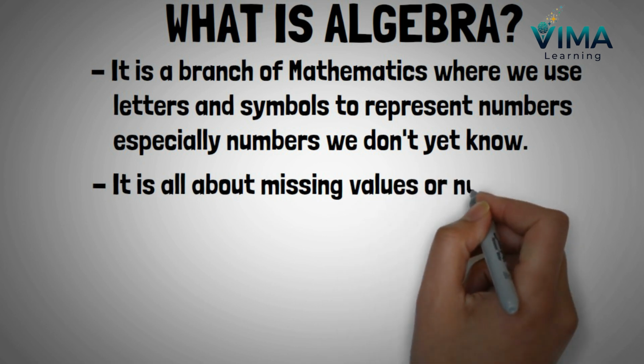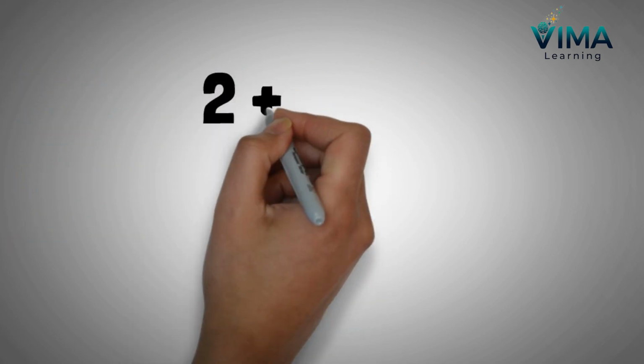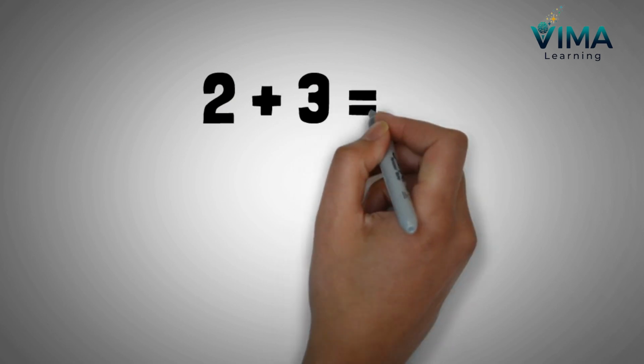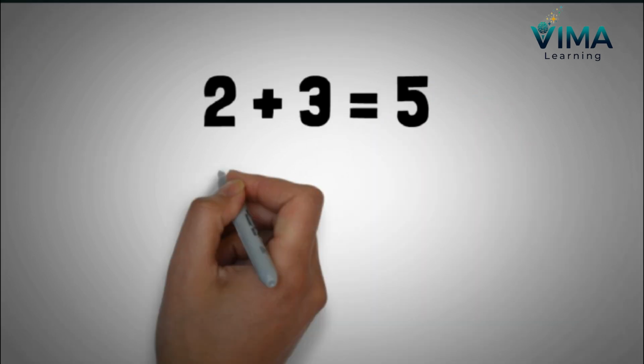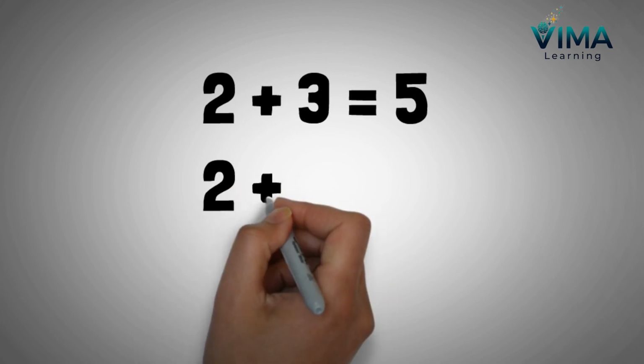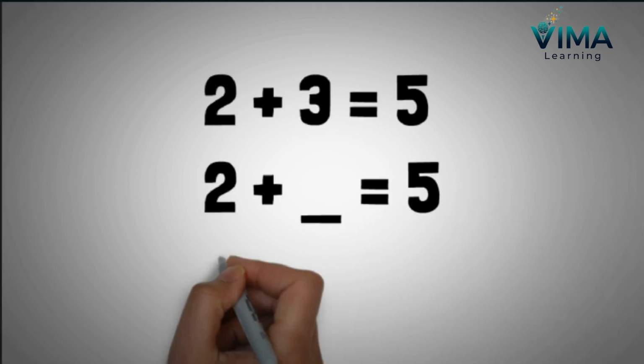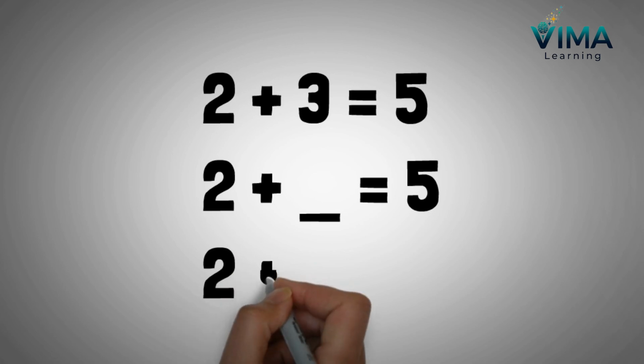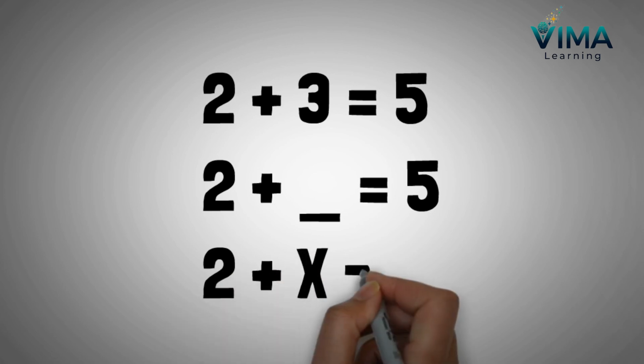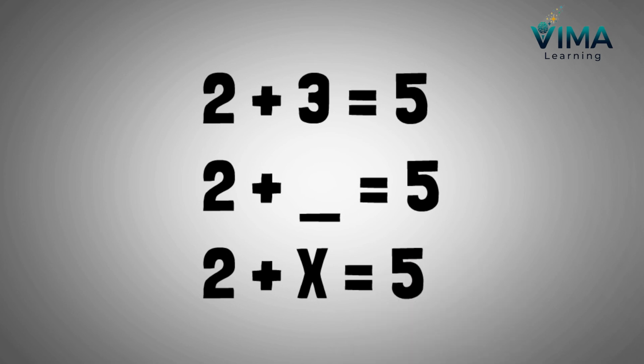Let's think of it like this. Arithmetic asks, what is 2 plus 3? Algebra asks, what number can I add to 2 to give me 5? Rather than drawing missing boxes, mathematicians use a letter of the alphabet to represent the missing number. So we can write the equation as this: 2 plus x equals 5.